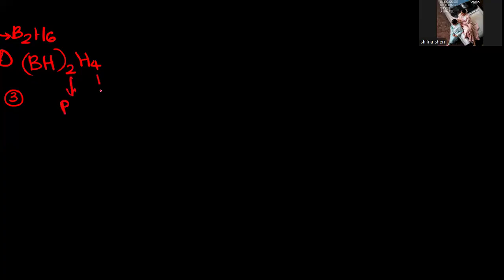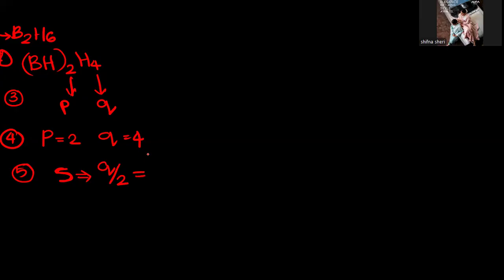This is denoted as P and this is denoted as Q. You have to denote them with the alphabets P and Q. Then what is the number of P? 2, right? Q is 4. And the fifth step is to find S, the number of BHB bonds. For S, we have an equation: Q by 2. What is the number of Q? 4. 4 by 2, so 2 is the number of BHB bonds.